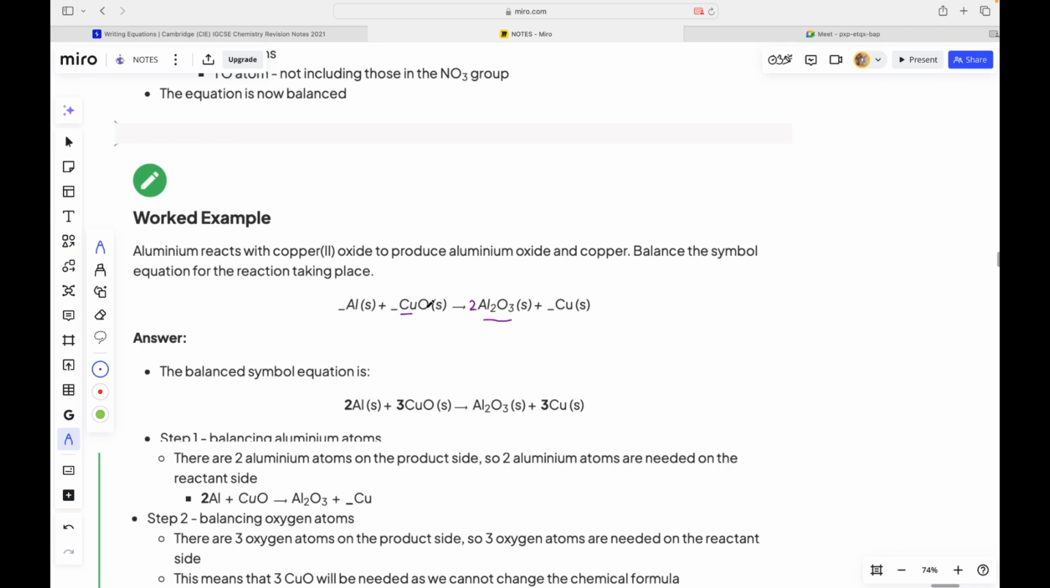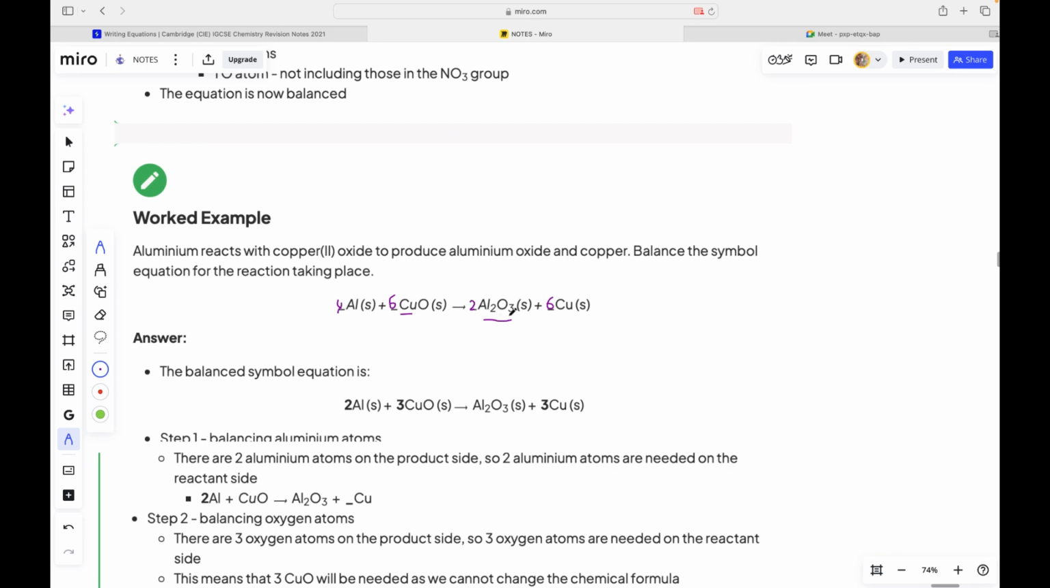Since there's no other number for oxygen here, we can simply put 6 here. So oxygen is now 6. Copper is also 6, so we can put 6 here for copper. Okay. Now aluminium is how many on the right? 4. 2 times 2, 4. So I put 4 here for aluminium in order to balance this. And you can see aluminium is 4 here.